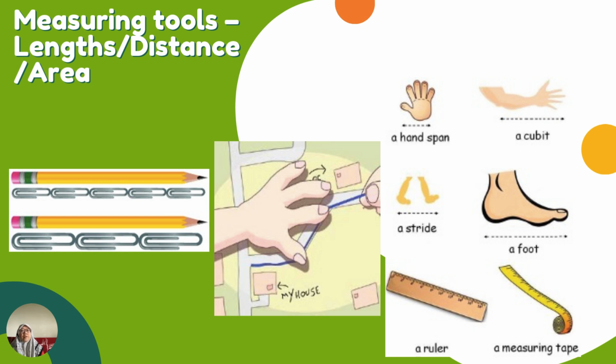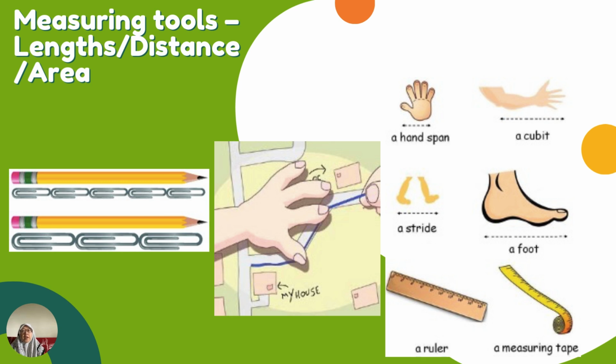We learn this in geography, and we learn this in maths, in measurement. All right, some other ways to measure length or distance or area will be a hand span. So the children will use their hand to measure, let's say, their desk.